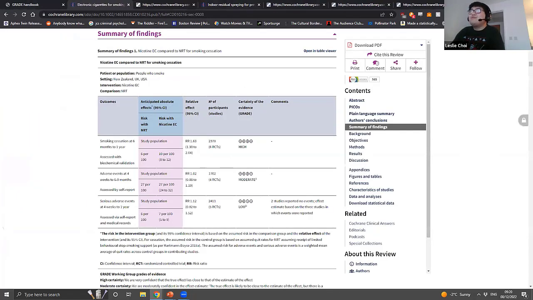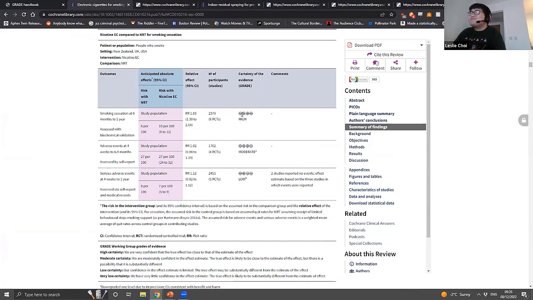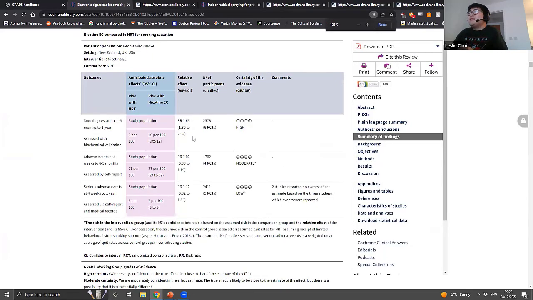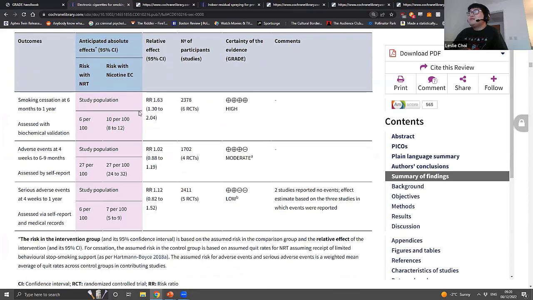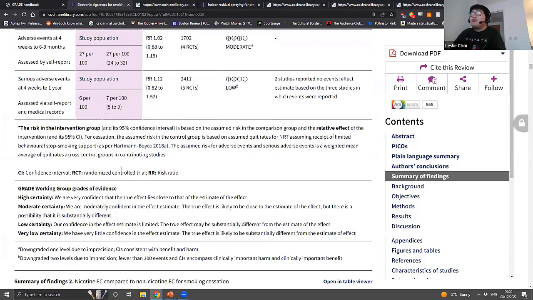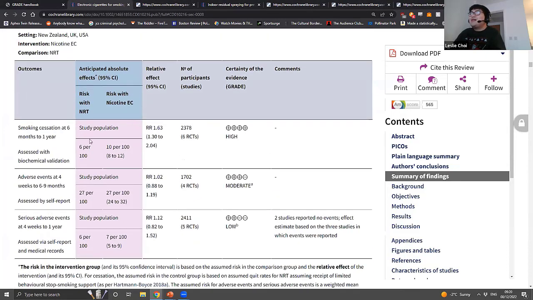I'm going to reveal the answer for this one, or what the review authors actually did. So yeah, they didn't downgrade. And one of the reasons they didn't downgrade, as you can see, well, they didn't actually give a footnote at all, but I can assume the reasons they didn't give for downgrading.